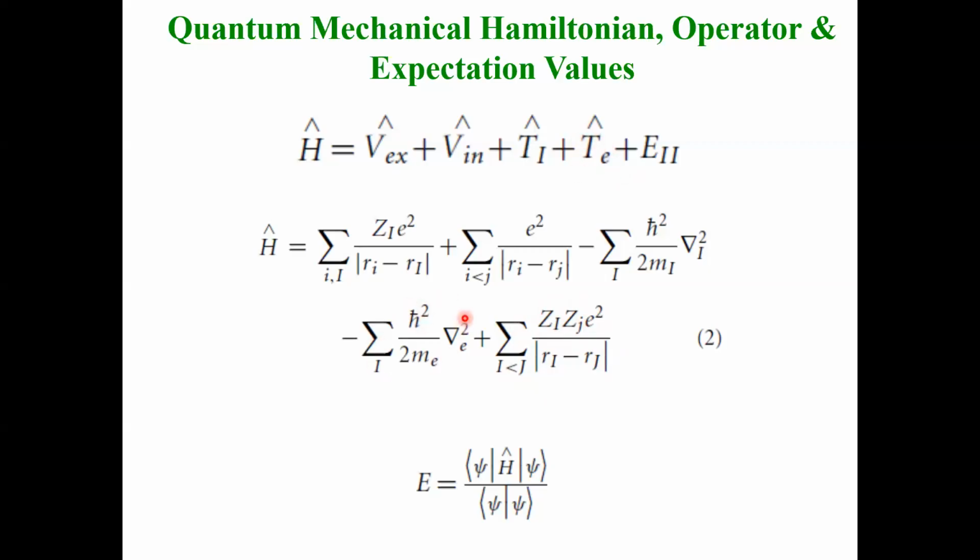And then this term is the kinetic energy operator. Okay, so you should be able to recognize the kinetic energy operator here. Okay, and this term is the kinetic energy operator for the ions. Okay, so the difference between this and this term is that this corresponds to the mass of the electron, and this corresponds to the mass of the ions. So you should be able to recognize the kinetic energy operator.